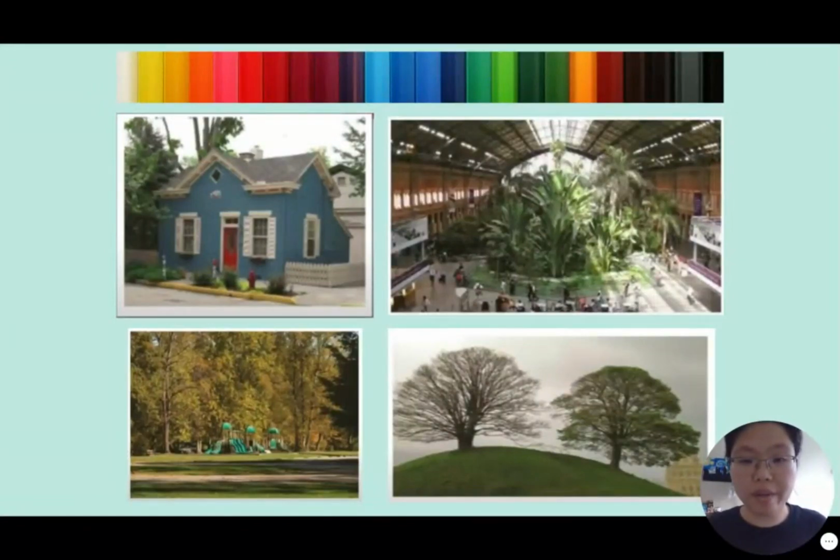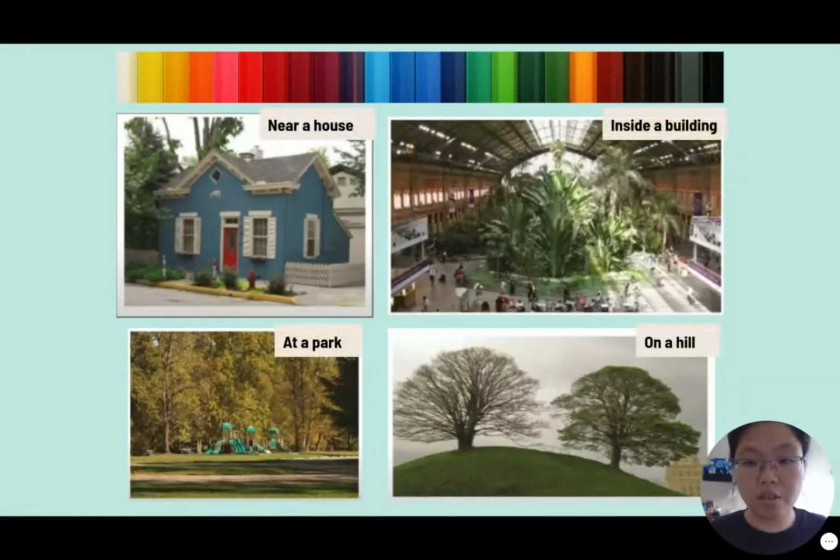These are photographs of different places that you've seen where you can plant trees. You can plant trees near a house, inside a building, at a park, or on a hill. What did you notice as you looked at these pictures?